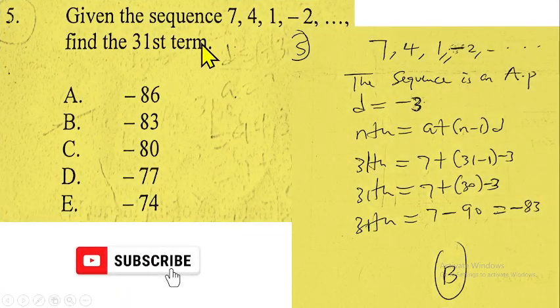Question number 5 is from sequence and series. It's from sequence and series, but we don't know which of the two the question belongs to. But if you look at the sequence very well, you will know whether it belongs to AP or GP. So you are given this sequence 7, 4, 1, minus 2, and you have to find the 31st term of this sequence.